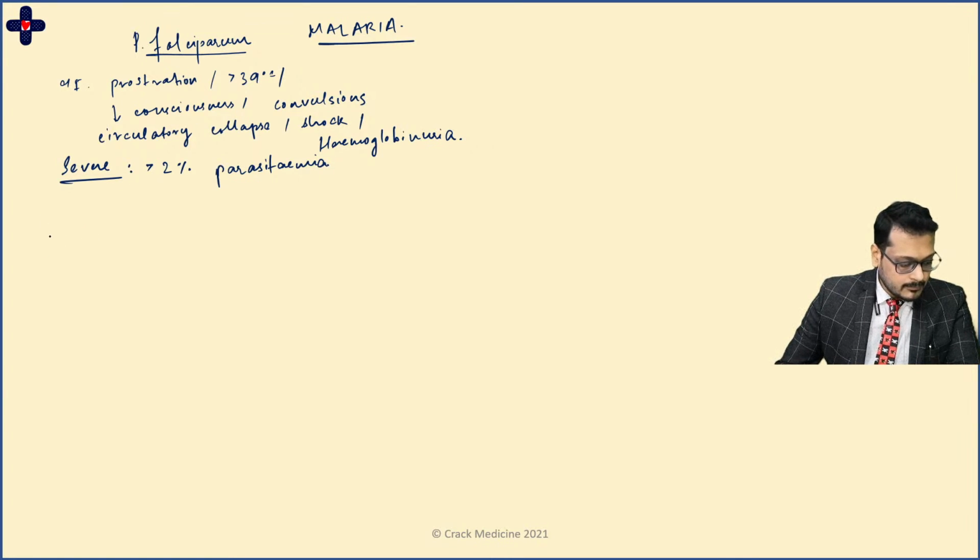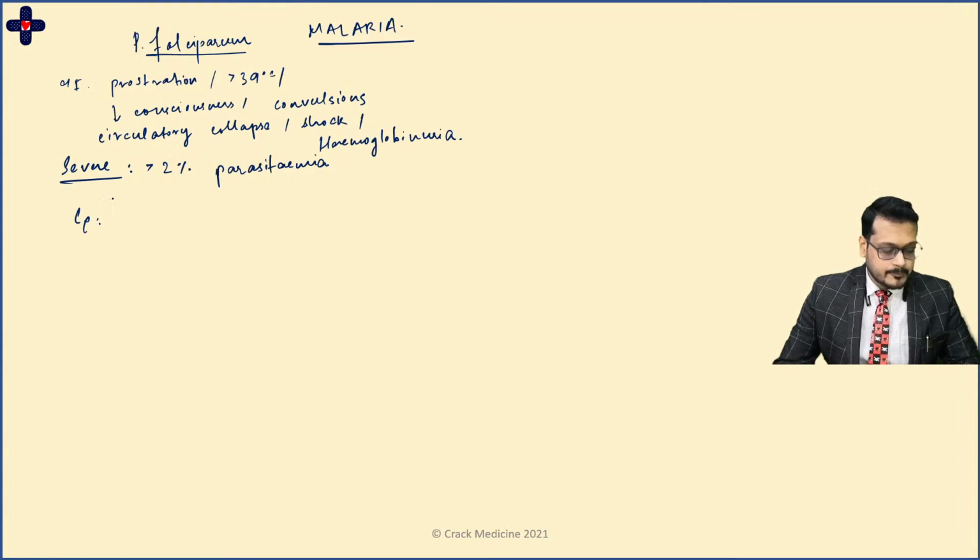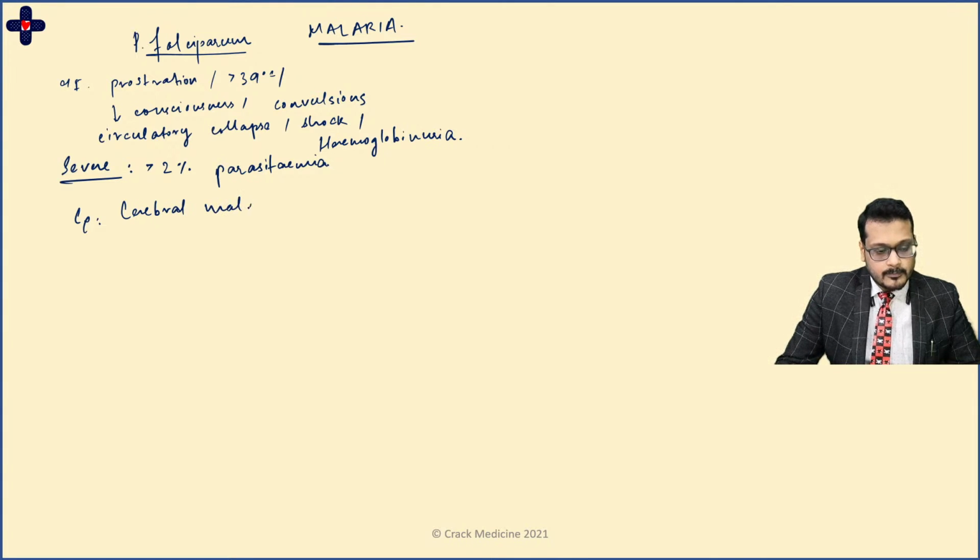There are some other complications that you should know with malaria. I'm just talking about pathology a bit, then we will dive deep into the treatment part. You can have cerebral malaria, that is the most feared form. Then you can also have black water fever, that is due to intravascular hemolysis.